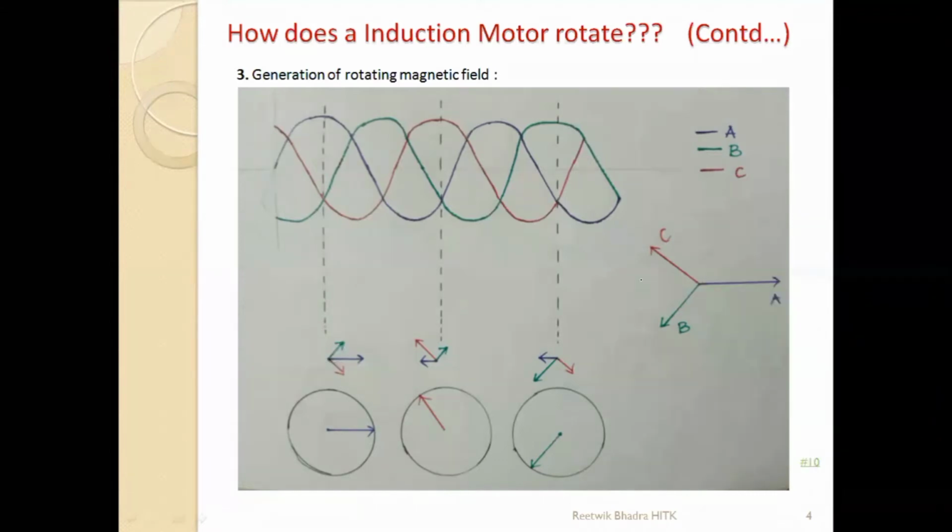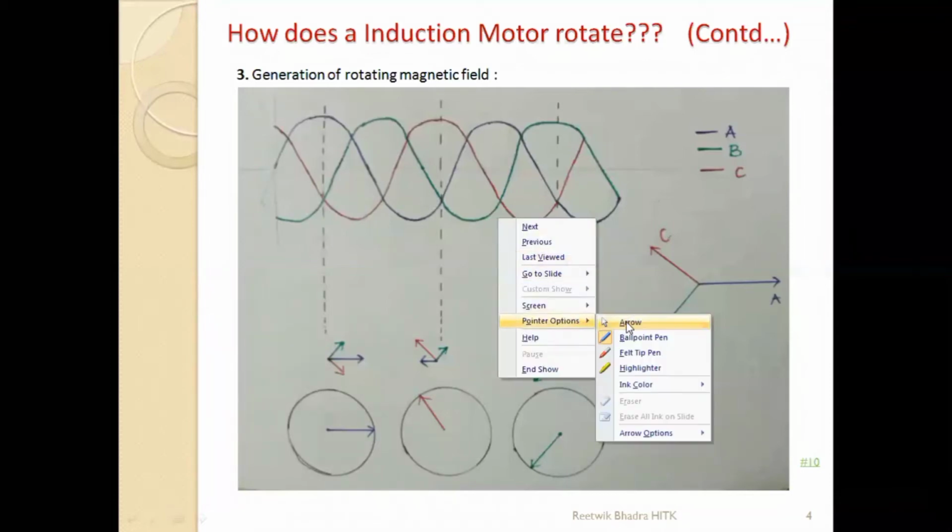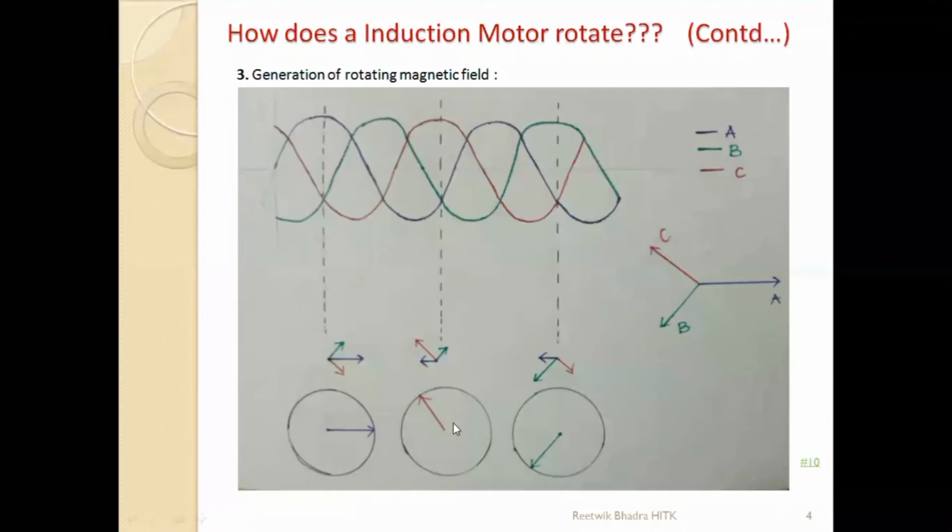Okay, so we found out that because we are giving a three-phase supply, we are getting a rotating magnetic field. Now we'll find out this magnitude. I told you this radius is all same. See the circle which I have drawn, all of same radius. So this length, the resultant, is same for all cases, but it is rotating, once in this direction, once in this, once in this.